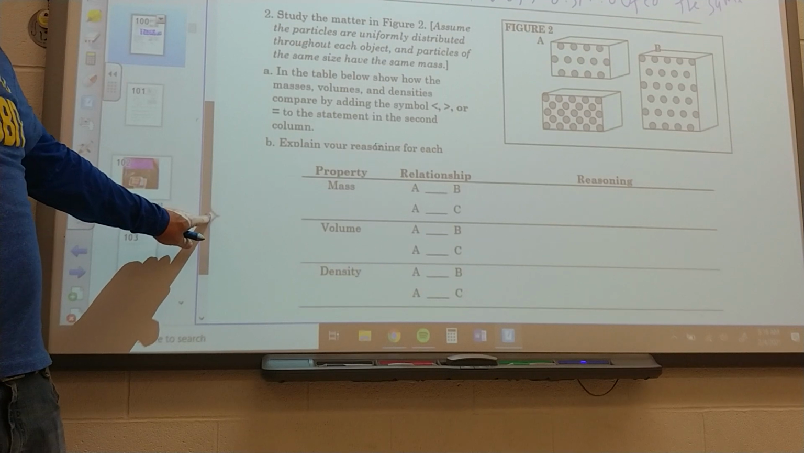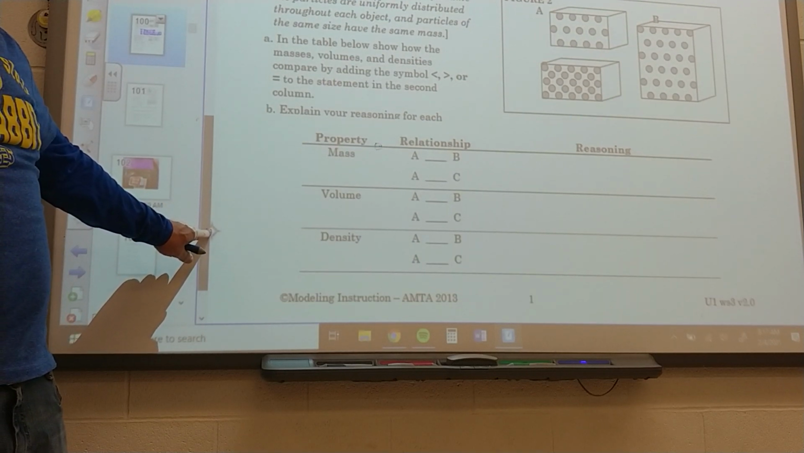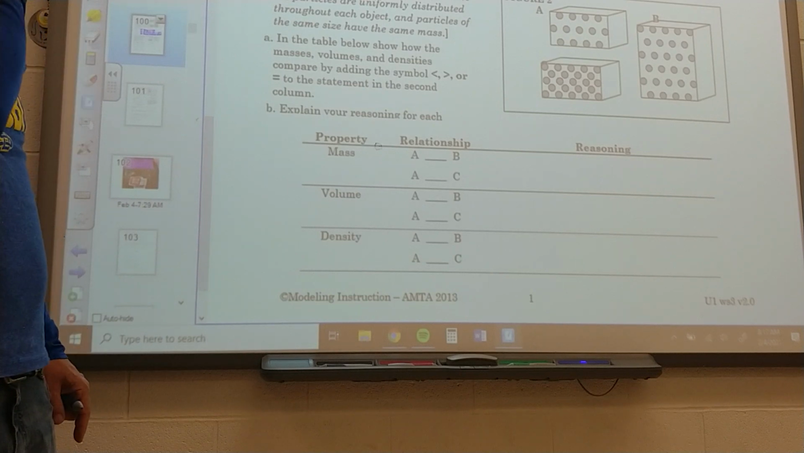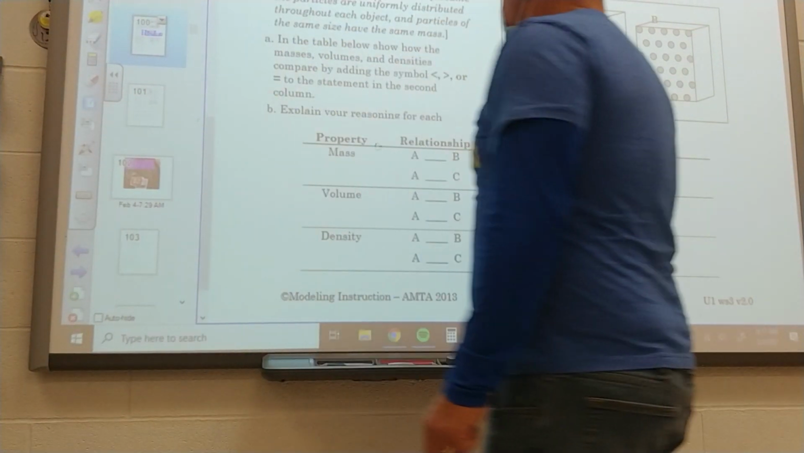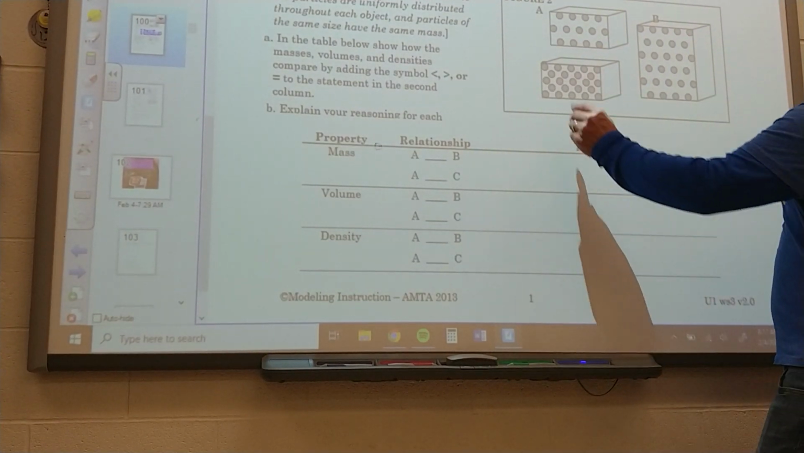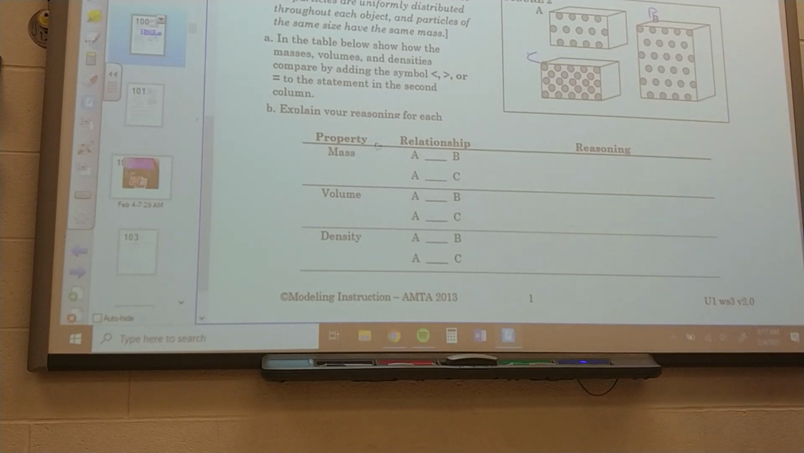Now we have 3 different figures. Study the matter in figure 2. Assume the particles are uniformly distributed throughout each object. Okay. A versus B. This is a B. Whoops, that's B right there. This must be a C. Your guys showed up, didn't it?